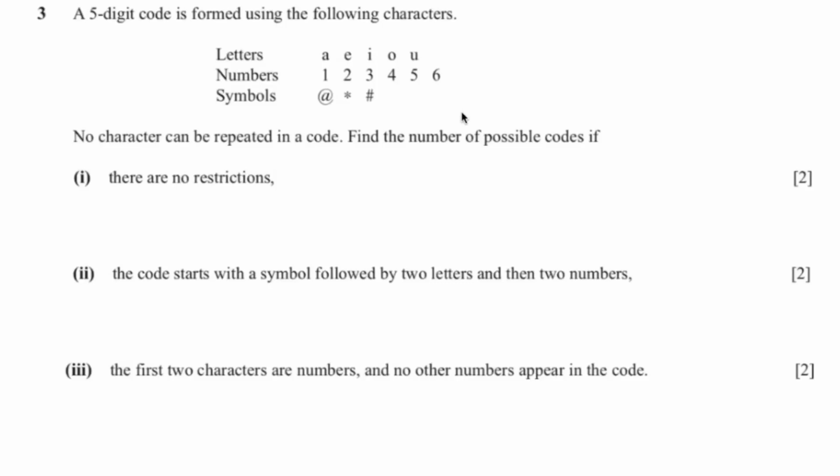So the question says that a 5-digit code is formed using the following characters. No characters can be repeated in a code. Find the number of possible codes if there are no restrictions.